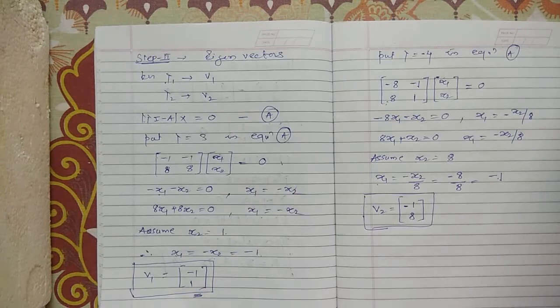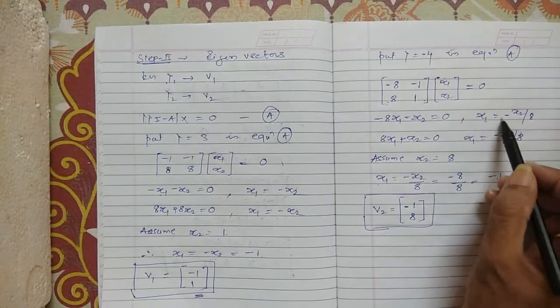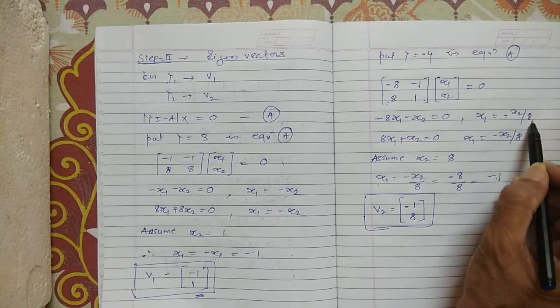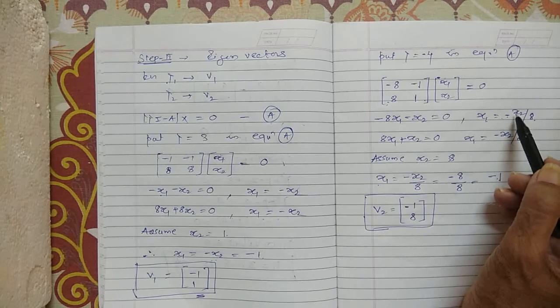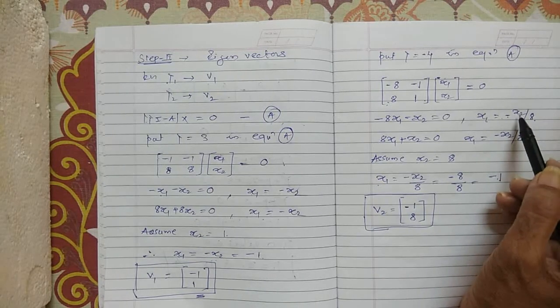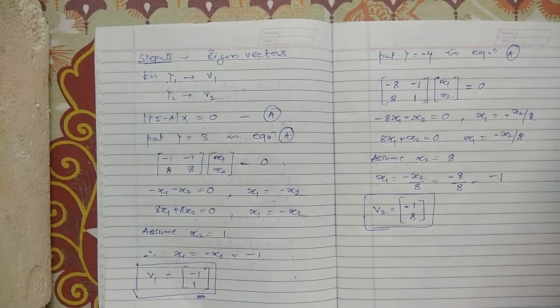This is my second eigenvector. In this one we got the equation x1 equals minus x2 by 8. Here also you can assume any value of x2 other than 0. We can assume x2 equals 1 also. So what will be x1? That is minus 1 by 8.